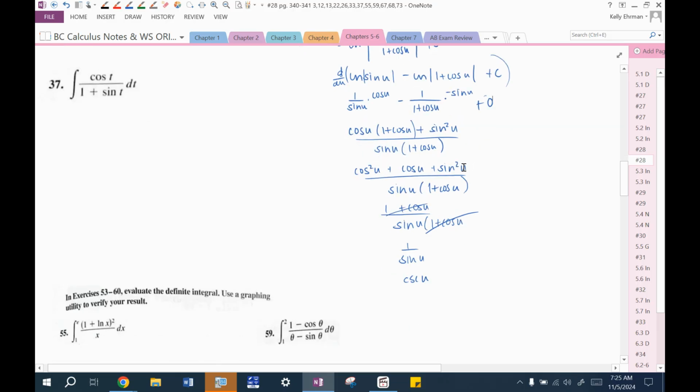And then I distributed the cosine through. Cosine squared plus sine squared is the Pythagorean identity that's equal to 1. And then 1 plus cosine cancels with 1 plus cosine. 1 over sine is cosecant. And yay, got that done.